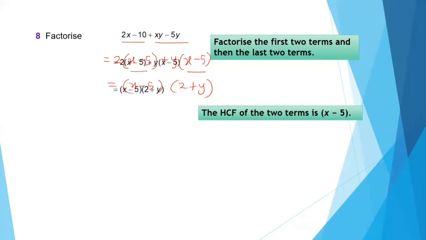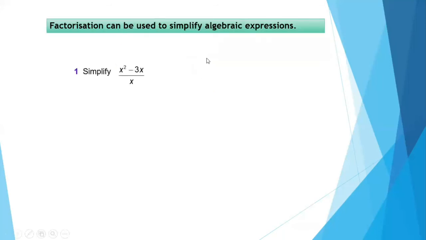Okay, now we will be learning how to simplify algebraic expressions. Factorization is also useful to simplify algebraic expressions. Now here what we can do is, we first factorize the numerator and then simplify it. So factorizing the numerator, what will we get?